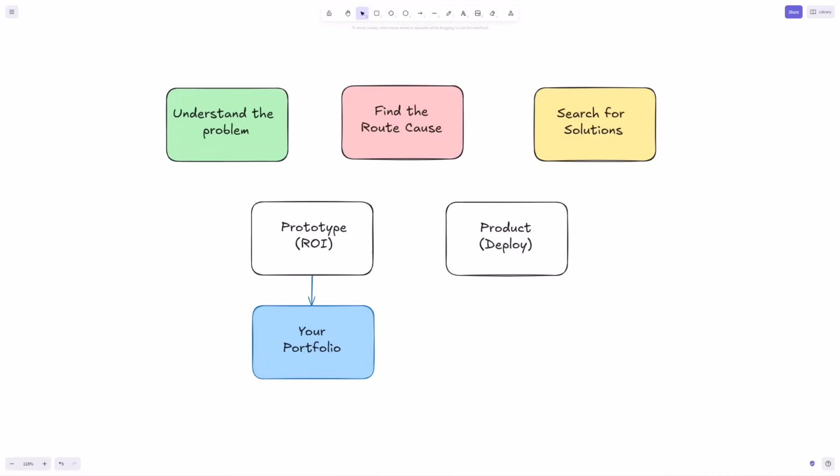Let's assume that now you understood the problem. You clearly stated the problem and you show it in your portfolio. It's very important that you spend the time to clearly state the problem. Now you need to find the root cause. Is there any method to find the root cause? Any perfect method? Of course not.